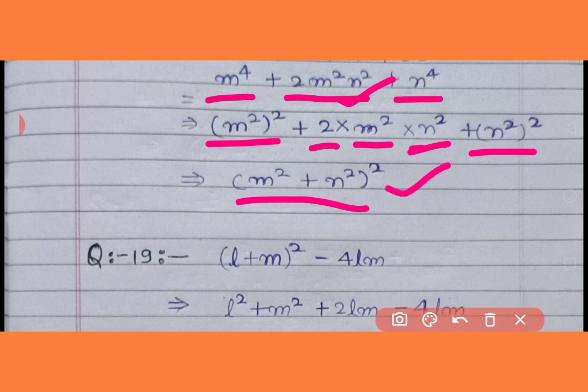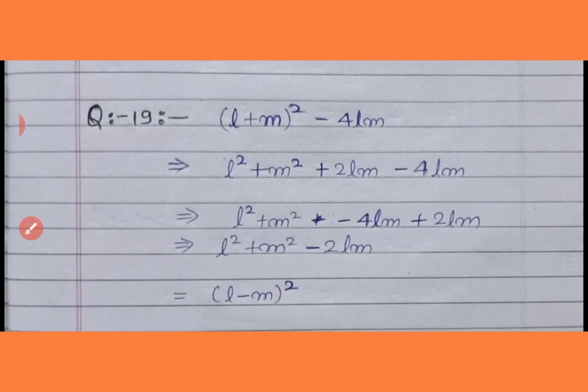m square plus n square to the power 2 is the perfect factorization of this question. And this is the last and most important and entertaining question of this exercise. L plus m whole square minus 4lm. It is very easy. Now L plus m whole square will work like a plus b whole square, meaning a square plus b square plus 2ab. So L square plus m square plus 2lm, and minus 4lm is given outside.